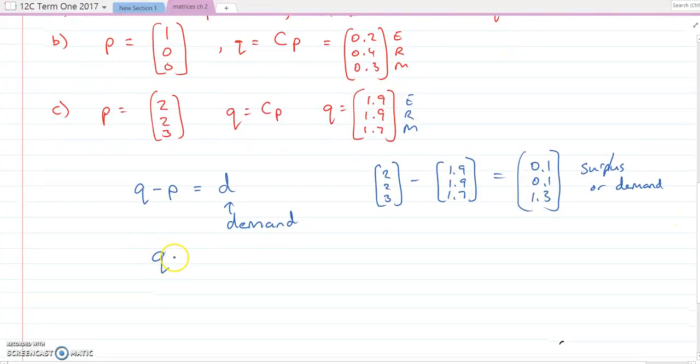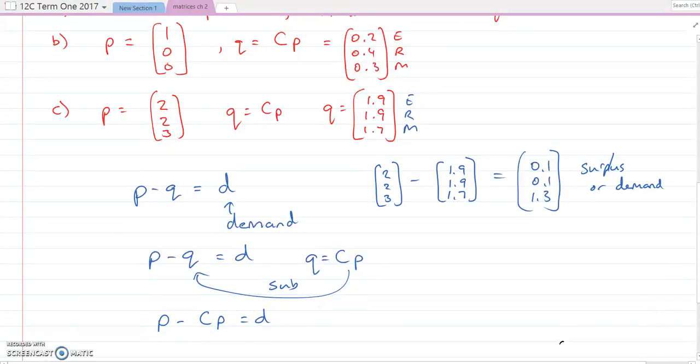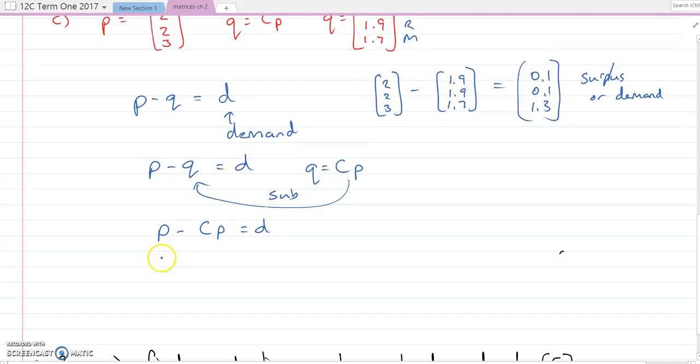Okay, so again, looking at our equation from the previous section, we had Q equals CP. So we can substitute, and I've swapped these around the wrong way, haven't I? P minus Q, right? Output minus input. Okay, so I'm going to sub into here, so I'm going to have P minus CP equals the demand.